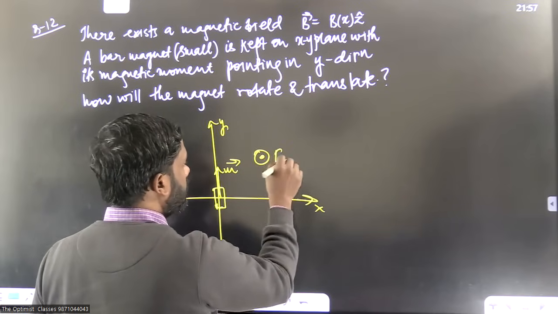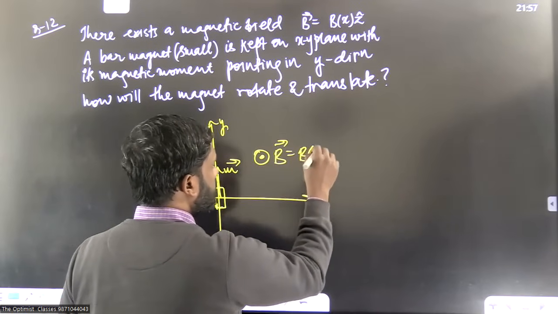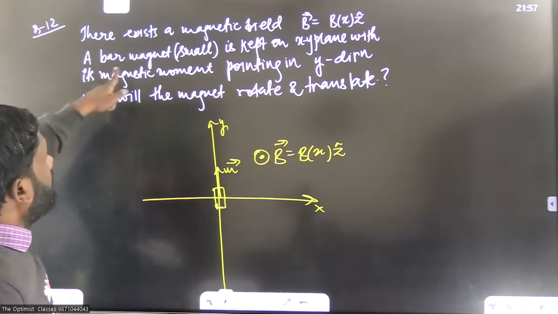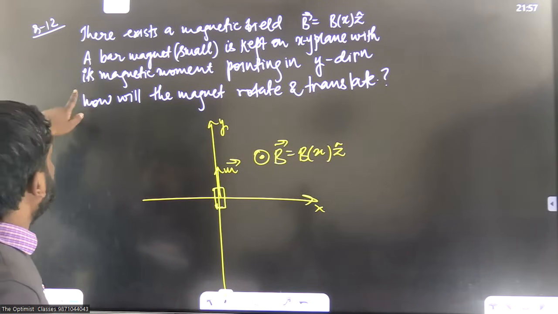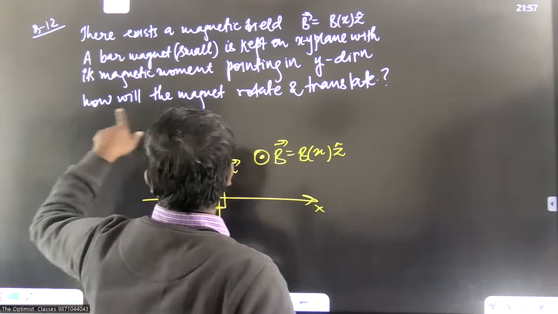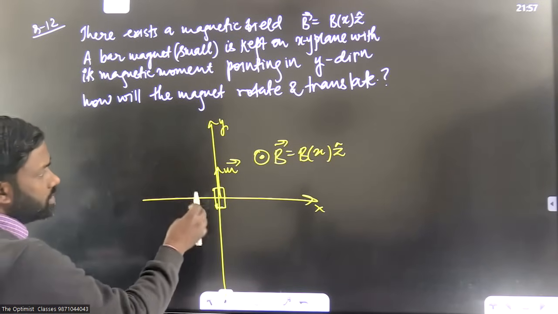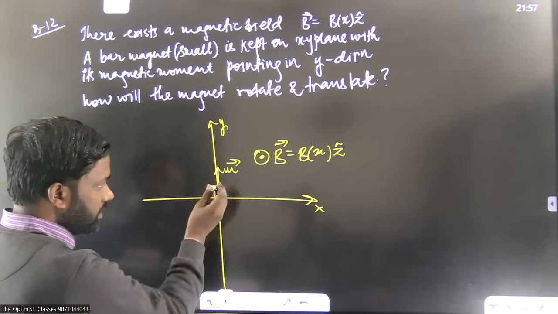The magnetic field is B. It is a function of x, and its direction is z cap. Now, the bar magnet is kept on the xy plane with its magnetic moment pointing in the y direction. How will the magnet rotate and translate? Here the magnetic moment is in this direction, and the magnetic field is in the upward direction.